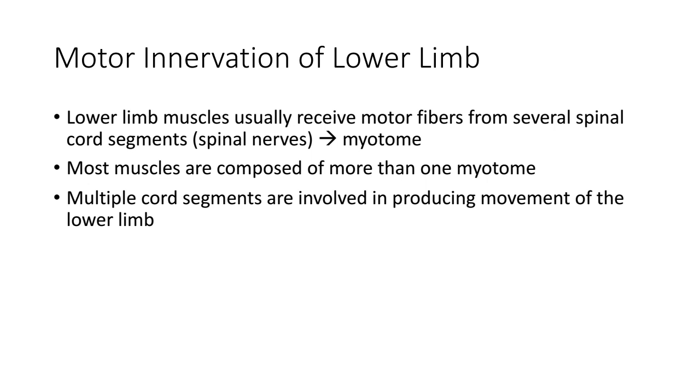Now we're going to look at motor innervation of the lower limb. The lower limb muscles are going to receive motor fibers from several different spinal cord segments, in other words, from several different spinal nerves. And that's called a myotome. Most muscles are composed of more than one myotome. So there are multiple cord segments that are involved in producing movement of the lower limb.